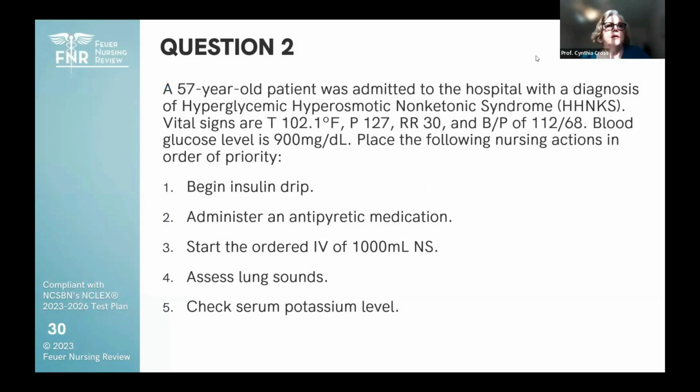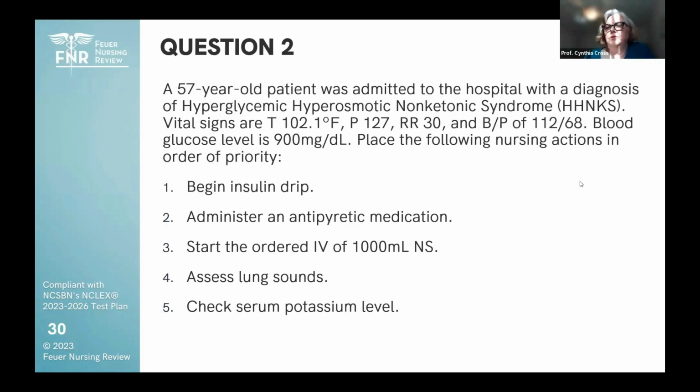A 57-year-old is admitted to the hospital with a diagnosis of hyperglycemic hyperosmolar non-ketotic syndrome. We're going to go over that tomorrow, by the way. So we know it's a diabetic emergency. His vital signs: temperature 102.1, heart rate 127, respiratory rate 30, blood pressure 112/68, blood glucose is 900. Place the following nursing actions in order of priority. So that ranking of what is the most emergent.